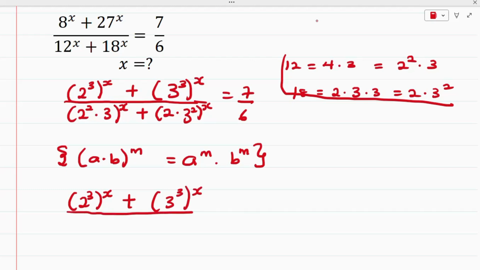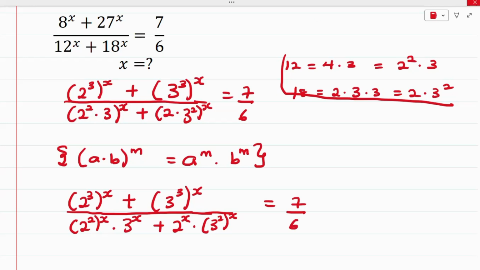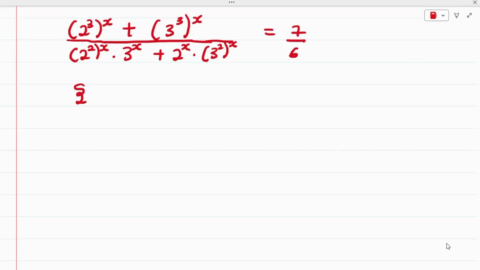Now for the denominator, we have 2 squared, all raised to the power of x, times 3 raised to the power of x, plus 2 raised to the power of x times 3 squared, all raised to the power of x, and this is equal to 7 over 6. But from the property of exponents, if we have a raised to the power of m, all raised to the power of n, this can easily be rearranged as a raised to the power of n, all raised to the power of m.